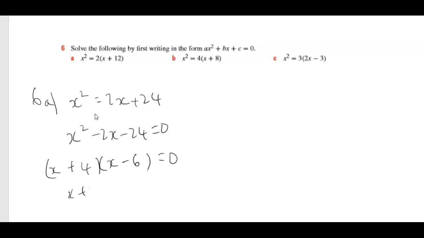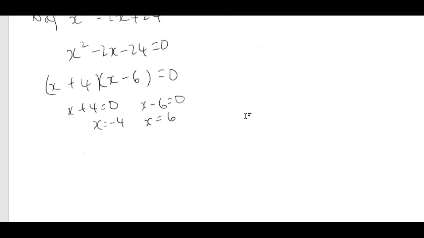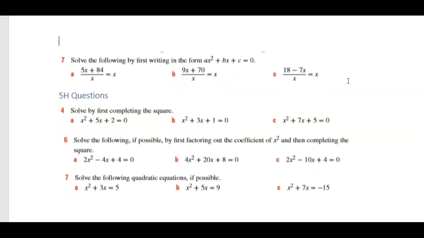All right, let's separate now. So we've got x plus 4 equals 0 or x minus 6 equals 0. So that means x is equal to negative 4 or x is equal to 6. Okay, so just factorizing it, and then solving for 0. Okay, let's move on to the next one.